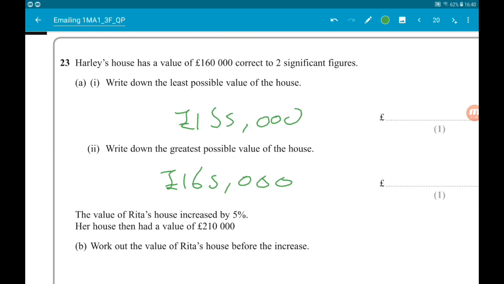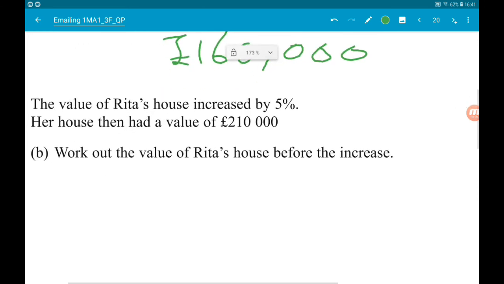Okay, then for part B, we are told the value of Rita's house increased by 5%. Her house then had a value of 210,000. Work out the value of Rita's house before the increase. Okay, so Rita's house originally was worth 100% of what her house was worth. So we know that 100% add 5% is £210,000.